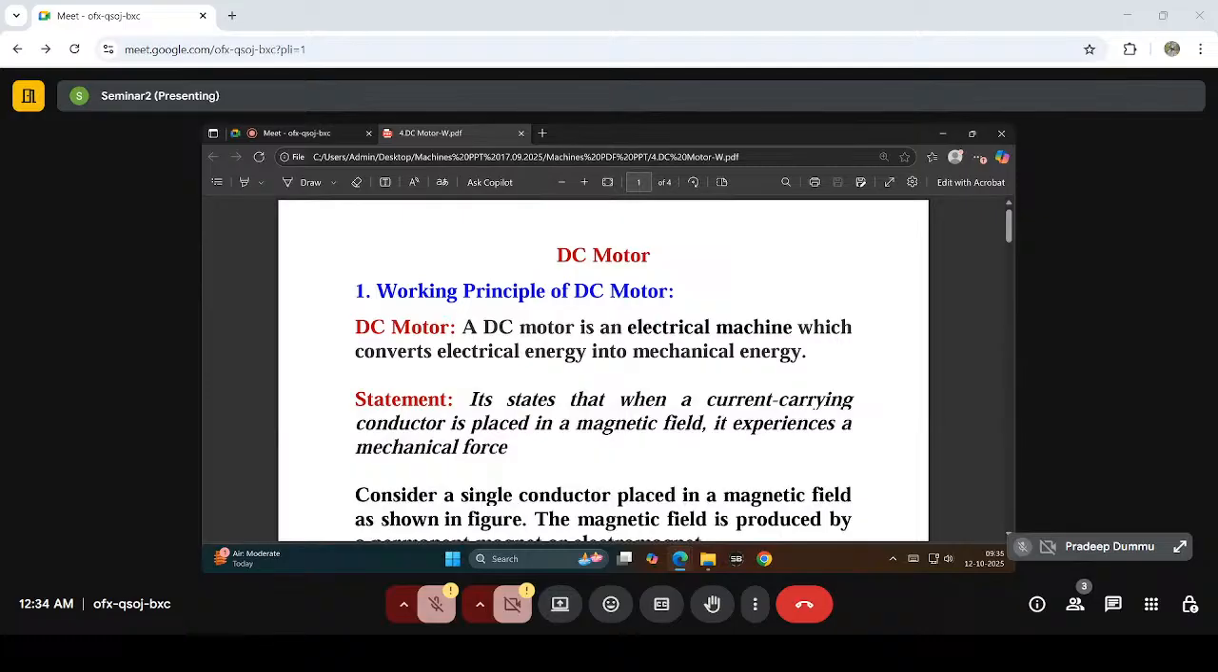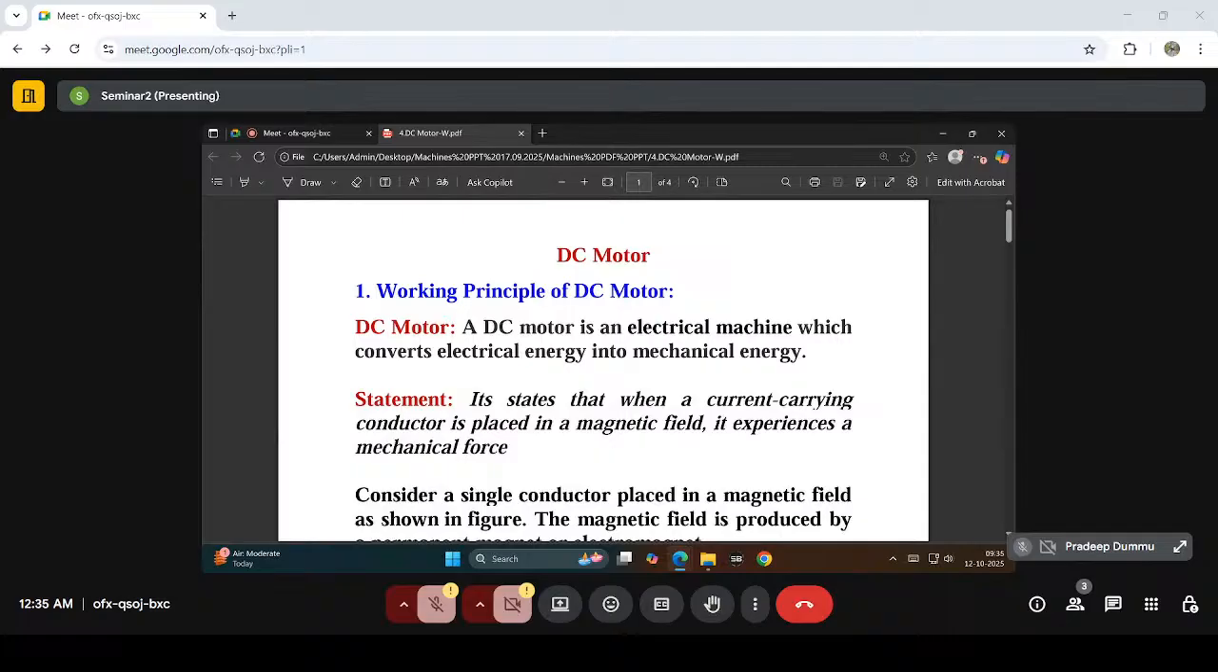Electrical energy means we have to give the voltage to the machine. Whenever we give a voltage, current will flow. This is called electrical energy: voltage into current. We have to give the input voltage and current, and automatically the armature should rotate. That is called mechanical. That's why we call the definition like that.